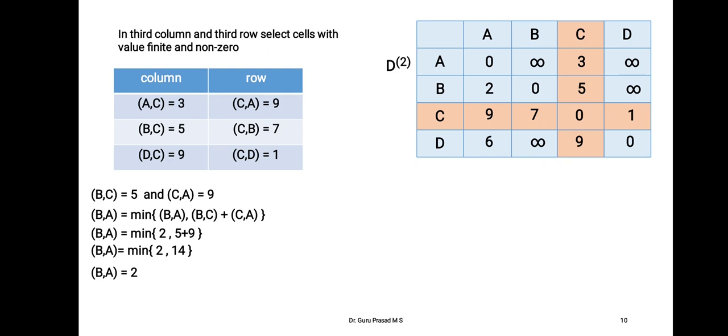Okay, next you have to select the column second value and the row first value, B to C equal to 5 and C to A equal to 9. Find the distance for B to A, write the equation and substitute the values. The minimum value is 2, so B to A is 2.